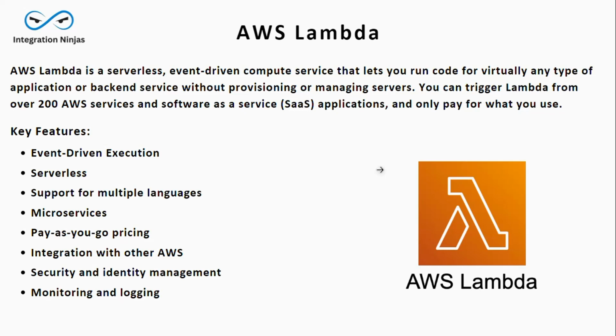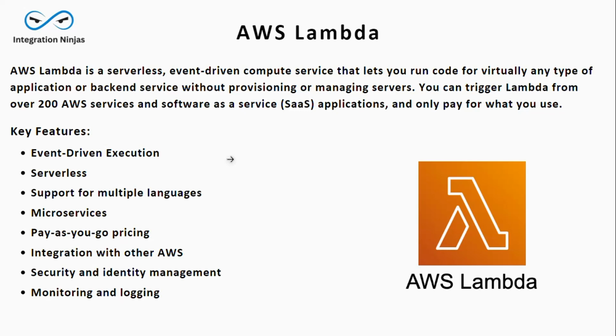It is designed to execute code in response to various events such as changes to the data in an S3 bucket, HTTP requests to Amazon API Gateway, and many more things. There are a few key features of it, like event-driven execution. You define what events trigger the execution of your function. When an event occurs, AWS Lambda automatically runs your code. It is serverless. It means you don't need to worry about server provisioning, maintenance or scaling. AWS takes care of infrastructure.